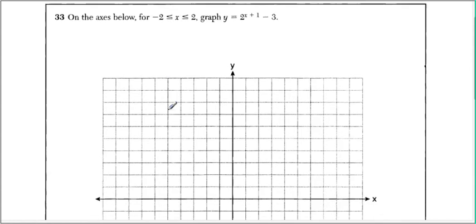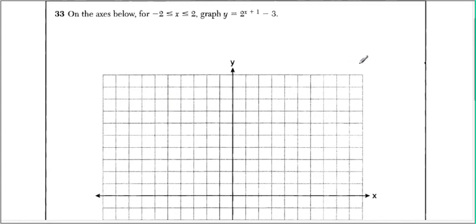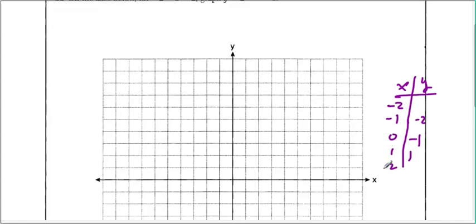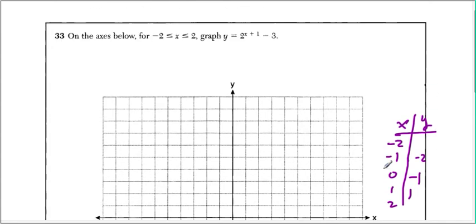Alright, for this one we're going to set up a quick little table. So you have your x, y, we're going to go from negative 2, negative 1, 0, 1, 2. Type it in, fill it in. At negative 1, I know we hit negative 2. At 0, you hit negative 1. At 1, you hit 1. So therefore, those are the points I can graph quickly.